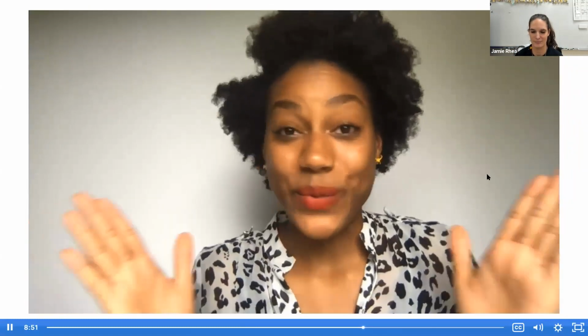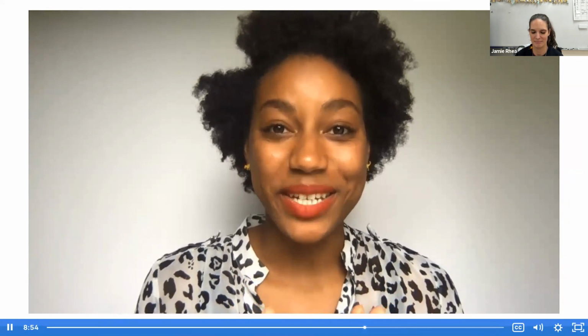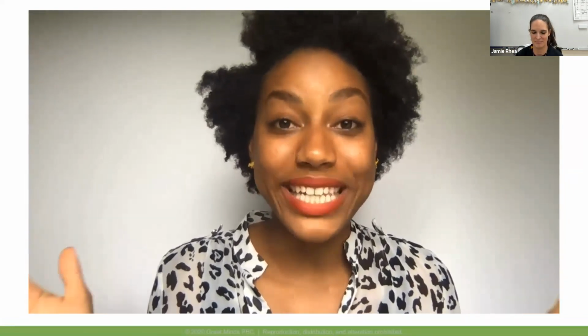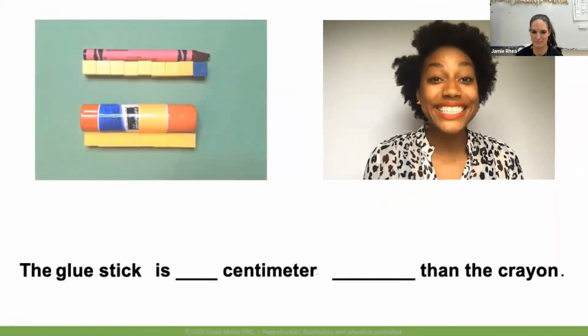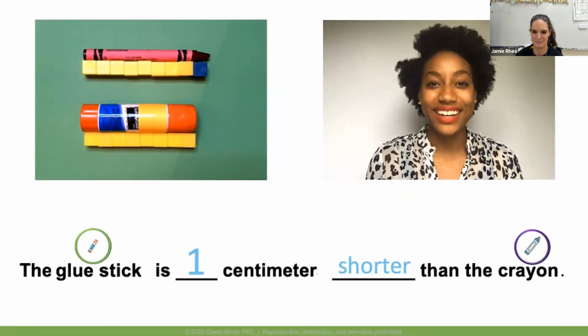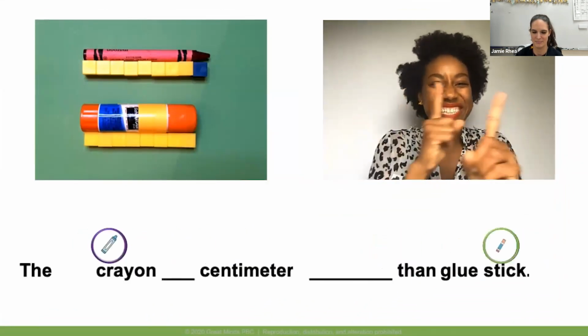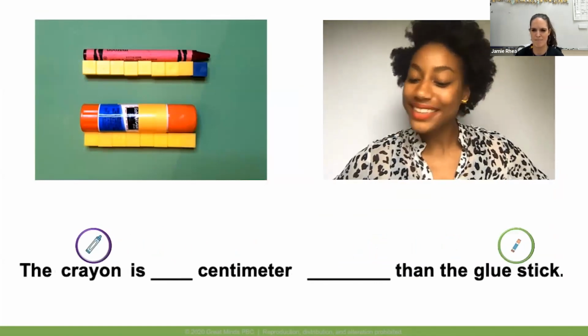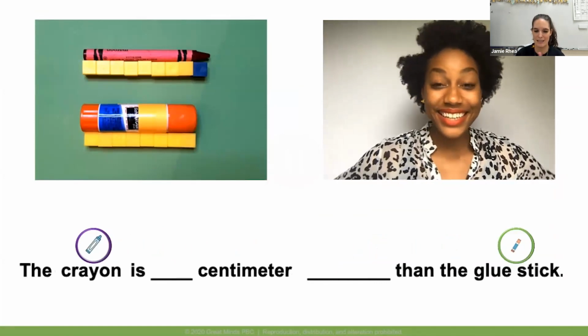Now, we're closing in on the very end of our lesson. But before we close, I have a challenge for you. Mathematician, can you complete this sentence then? I can say the glue stick is 1 centimeter shorter than the crayon. If I flipped it, could you complete this sentence then? We could say that the crayon is 1 centimeter longer than the glue stick.